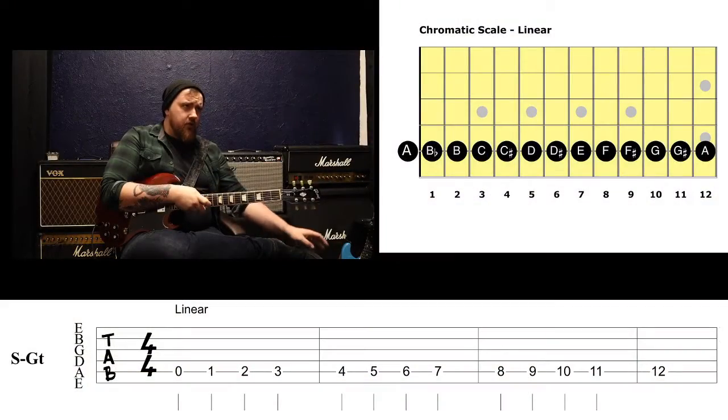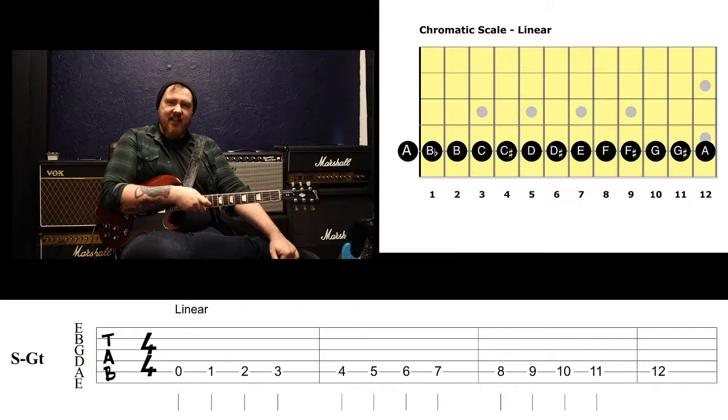So today we're going to talk about the chromatic scale and why it's important. Let's get straight into it. So the chromatic scale is basically the alphabet. If you think of the chromatic scale as like your ABCs in the English alphabet.